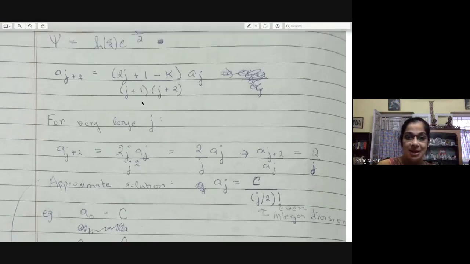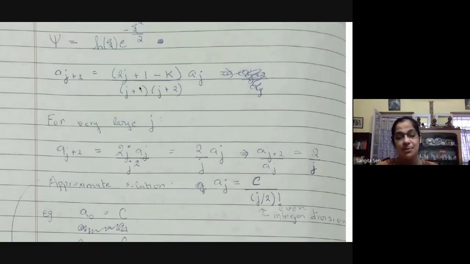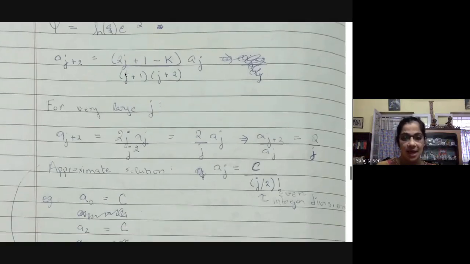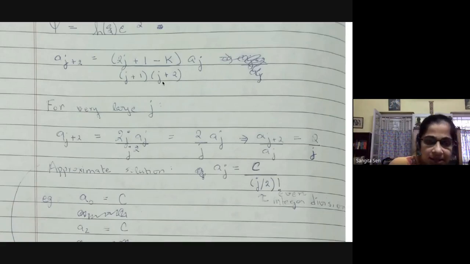And how does this become 0? This becomes 0 only if k is equal to 2j plus 1 for some finite value of j. So now what is the argument? That tells me that if I want to have a normalizable solution that obeys the recursion relation that is identical to the Schrodinger equation, my allowed energies can only have the values k equal to 2j plus 1.